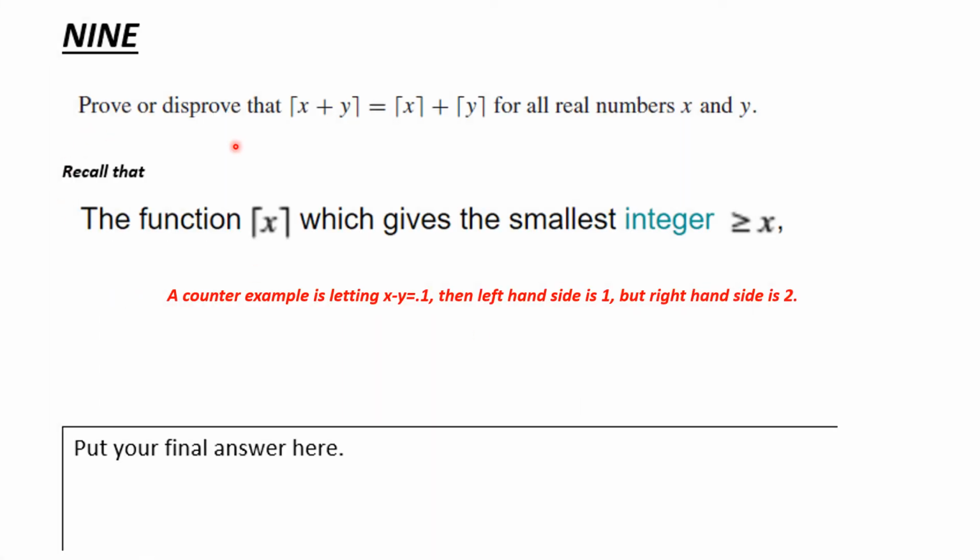The next problem, you were to prove or disprove that the ceiling function of x plus y is equal to the ceiling function of x plus the ceiling function of y for all real numbers x and y. Now, this is not true, and you give me a counterexample. Actually, I'm going to say that x equals y equals 0.1. Then over here I'd have the ceiling of 0.1 and 0.1. Both of those would be 1. So that's 1 plus 1. That would be 2, where over here you would get 1, and 1 does not equal 2.